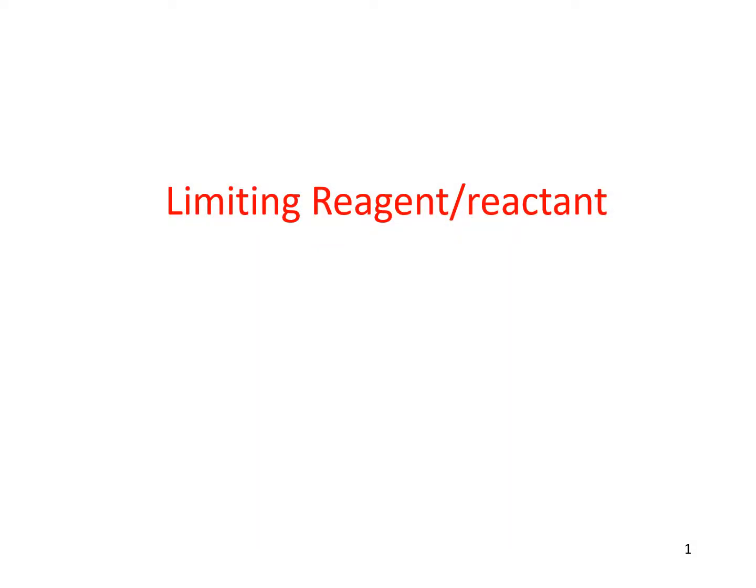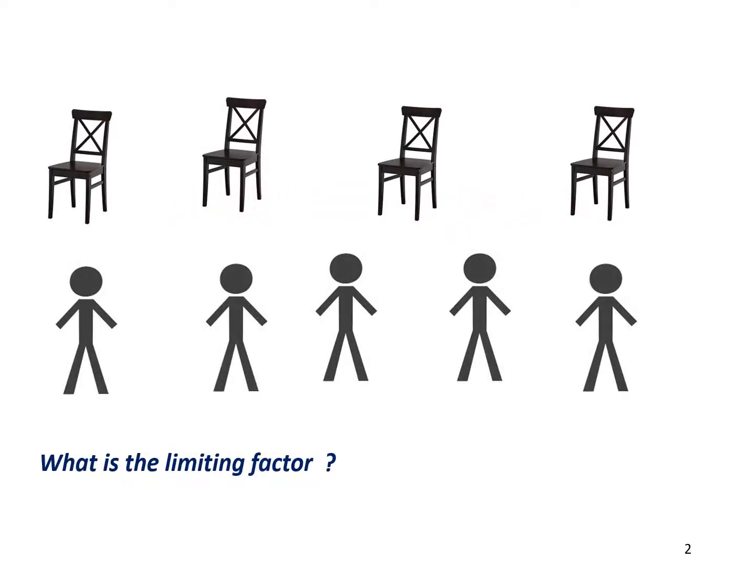Let's talk about something that is called limiting reactant in stoichiometry, or limiting reactant of a chemical reaction. So the idea is simple here. When you have two reactants reacting together, you want to know which one is limiting your reaction, meaning which one is going to determine the amount of the product that you get.